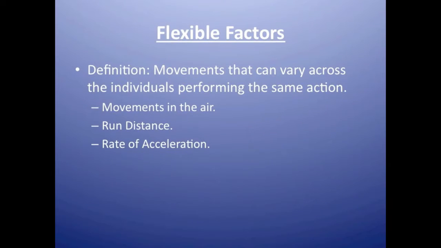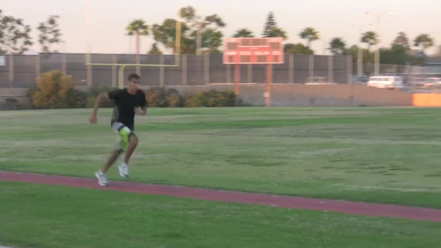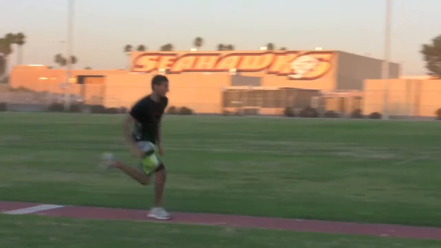These are some of the flexible factors that can vary across the movements. Three of them are the movements in the air, the run distance, and the rate of acceleration. So now our beginner Brandon is demonstrating the long jump.